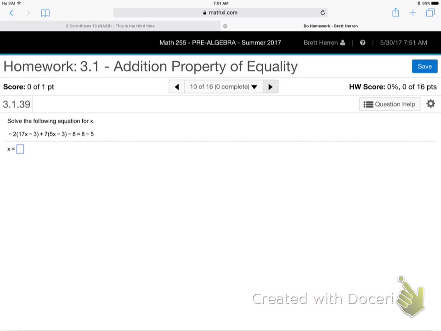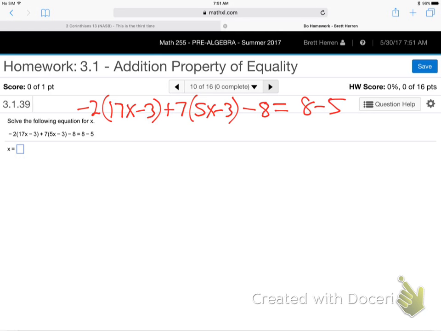All right, so minus 2 parentheses 17x minus 3 plus 7 parentheses 5x minus 3 minus 8 equals 8 minus 5. Okay, so you know what to do, right? Distribute through those parentheses on the left side. Definitely do it. I just skip the tricky ones, you know.